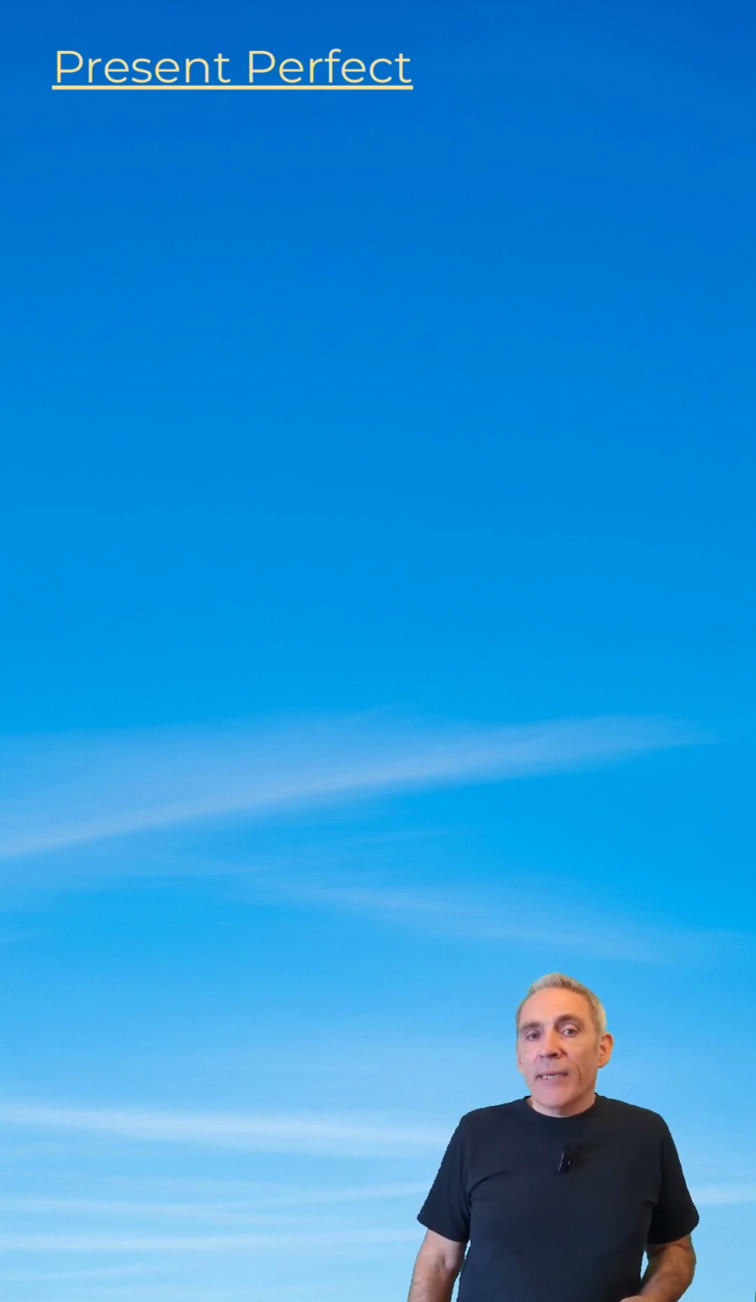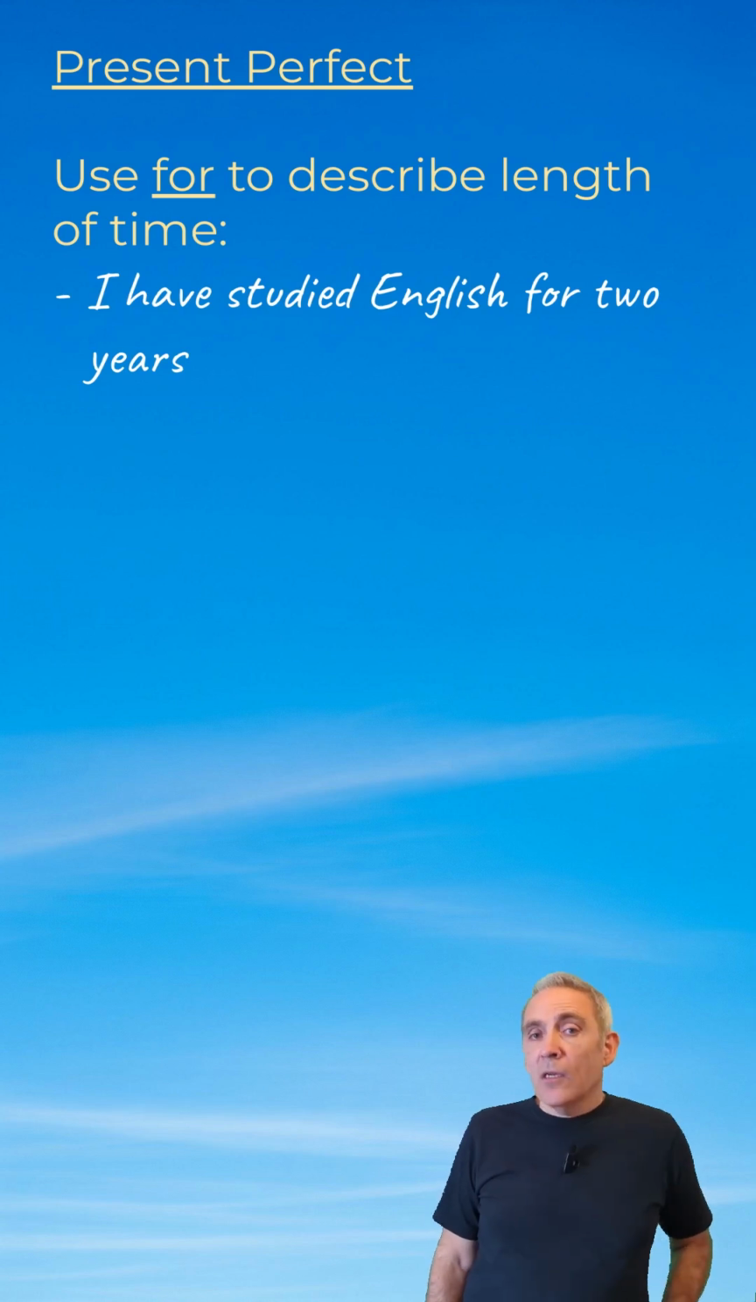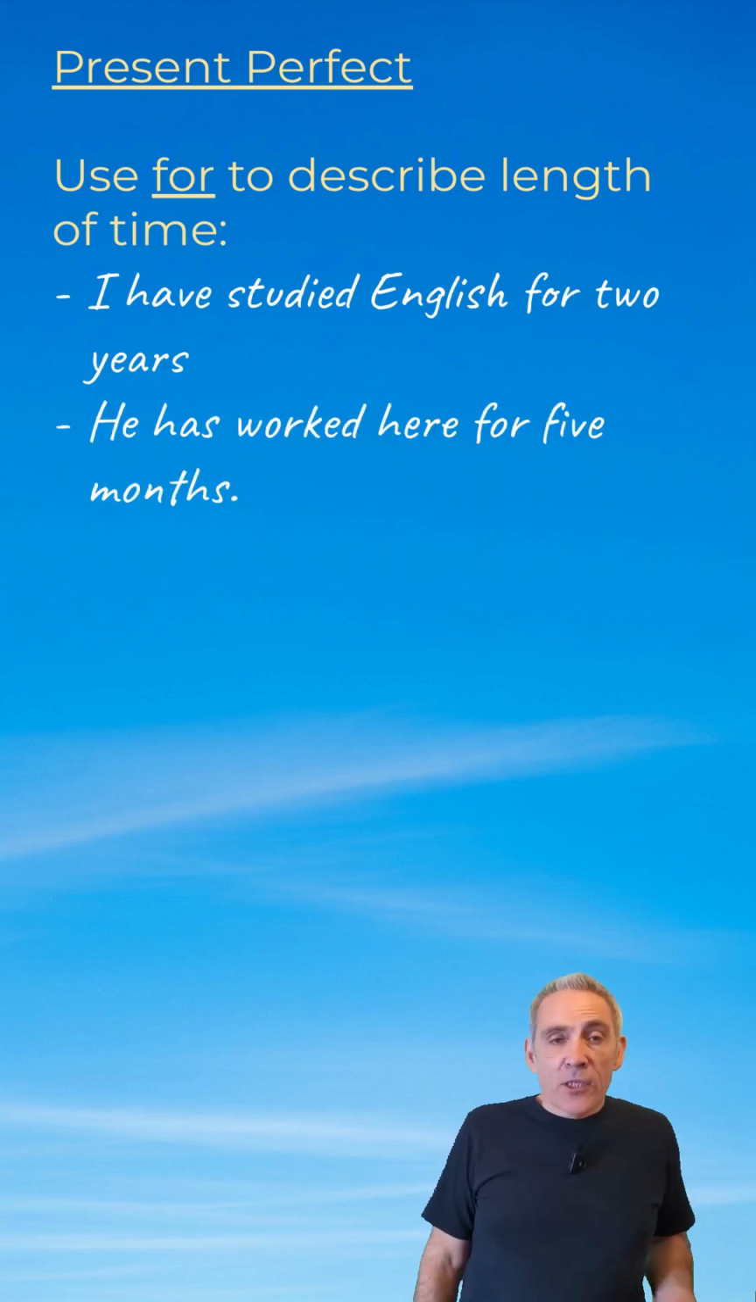Part 4. Using the present perfect for ongoing actions. The present perfect is ideal for talking about actions that began in the past and are still happening now. For these situations, we often use for and since. Use for to describe a length of time. I have studied English for 2 years. He has worked here for 5 months.